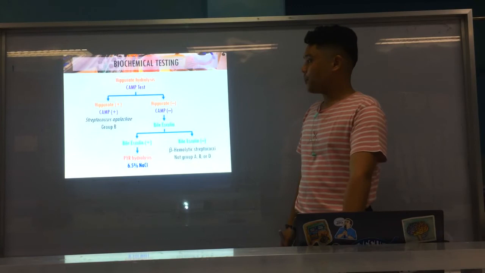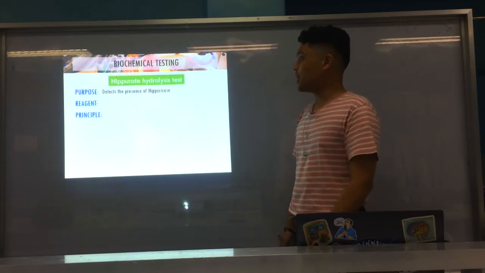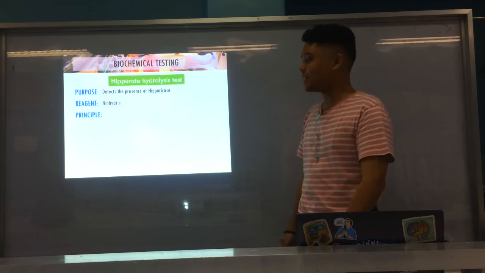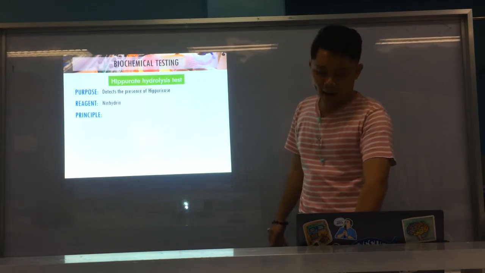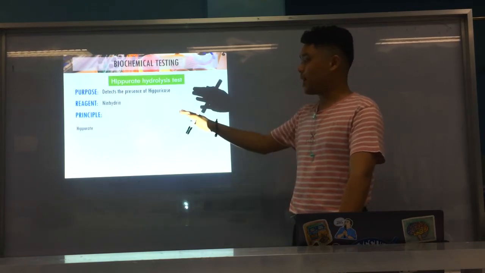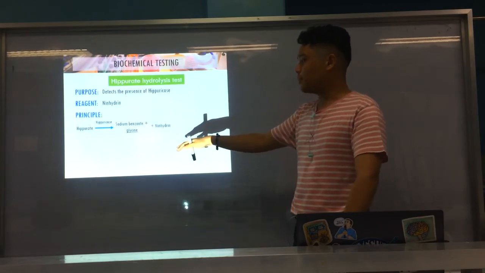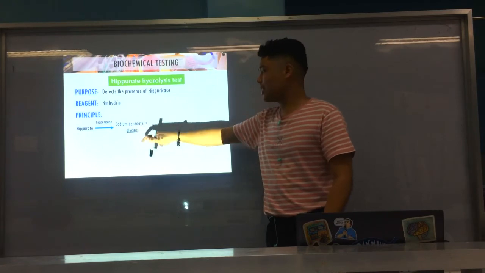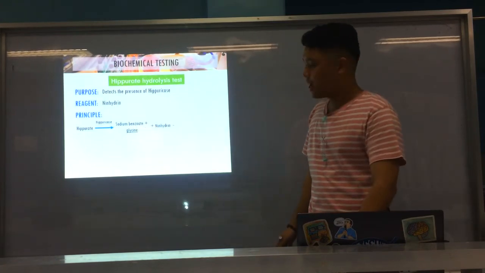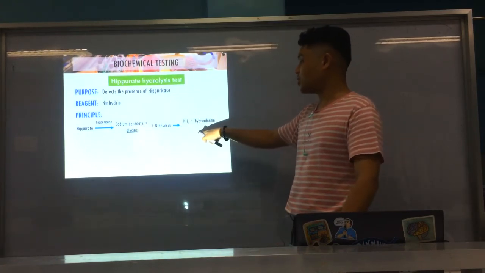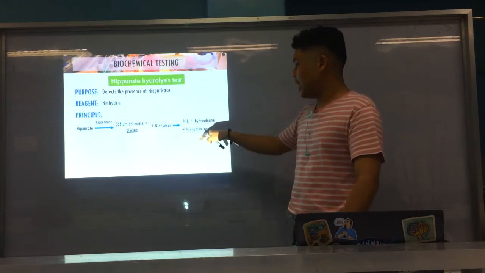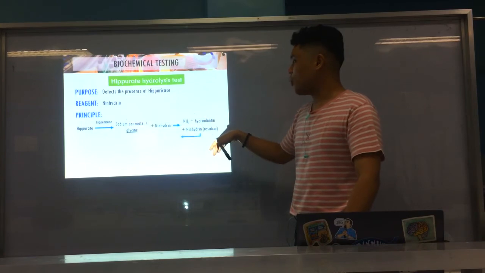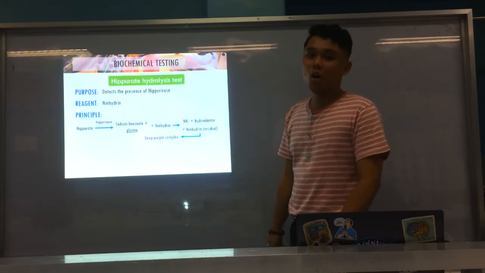So first is of course Hippurate hydrolysis. Still the same, we detect the presence of Hippuricase, and our reagent is ninhydrin. The principle of this, guys, is Hippurate: in the presence of Hippuricase, it produces sodium benzoate and glycine. Now, glycine will react with ninhydrin to form NH3, hydrindantin, and residual ninhydrin, and these products will create a deep purple complex.